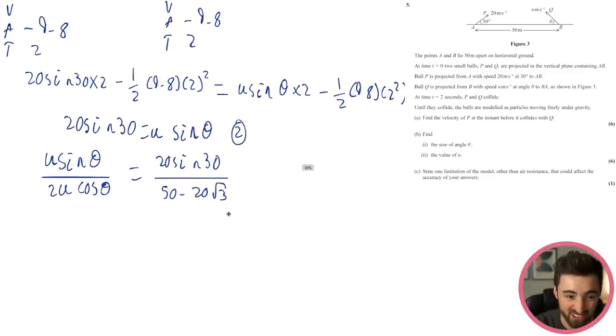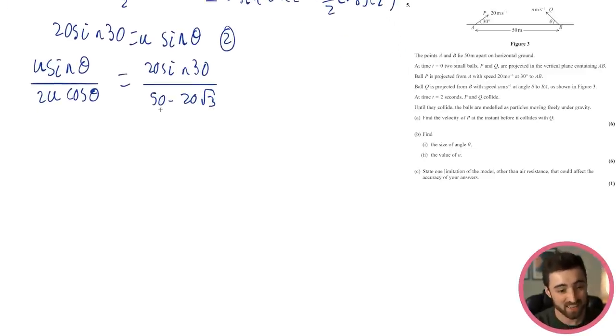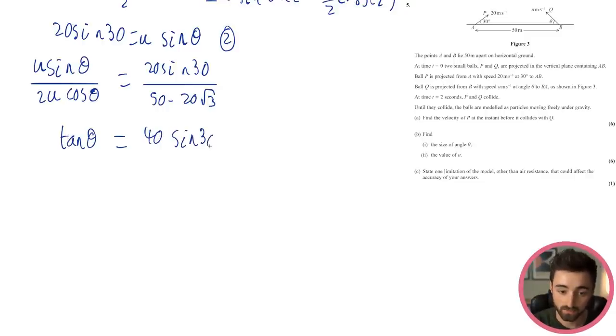Whew, okay, we're getting there. We just got to do some maths now. So let's see what happens with this. Sine theta over cos theta is tan theta. The u's cancel, and I'm left with a 2. I'm just going to times that 2 up to the top. So I'm going to get 40, 2 times the 20, sine theta, all over 50 minus 20 root 3.